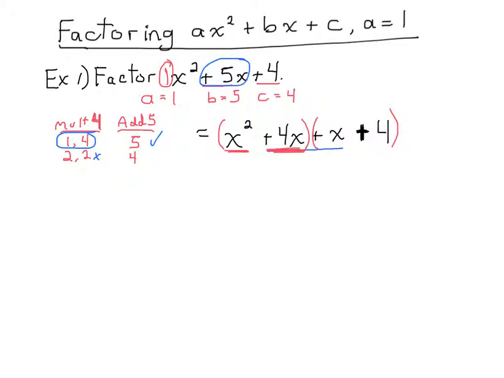Well, both terms share an x in common as a factor. So we're going to divide both terms by x. And then we're going to rewrite our greatest common factor out front, and whatever's left over in brackets. So x squared divided by x is x, and 4x divided by x is just plus 4. And now we're going to do the same thing to the other group.